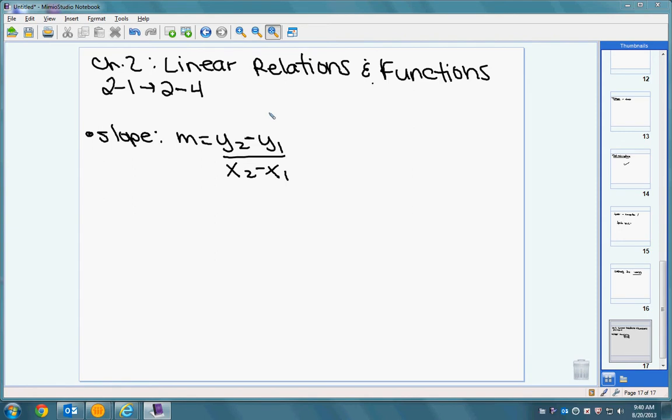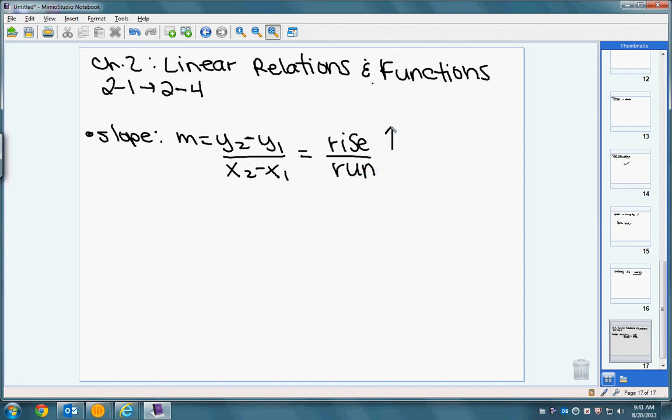The first formula is slope. Slope is known as m, which is the formula y2 minus y1 over x2 minus x1. You can also use rise over run. This formula, y2 minus y1, is helpful when you have two ordered pairs, your x comma y's. Rise over run is helpful when you have a graph already and you can just count.